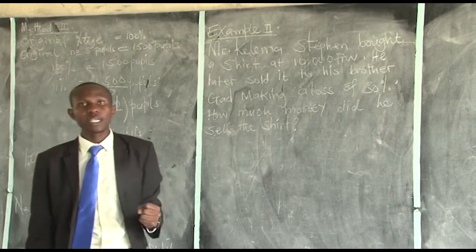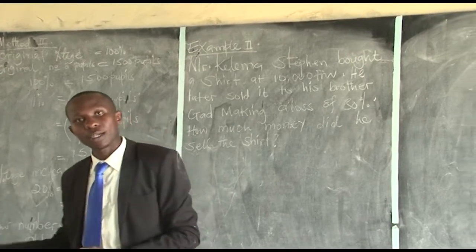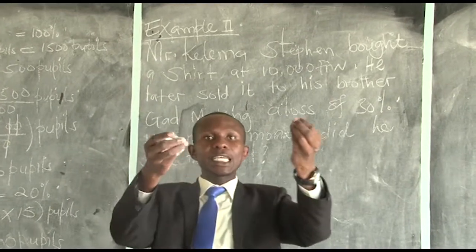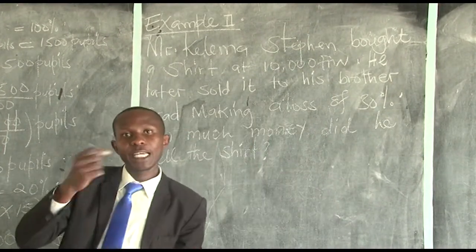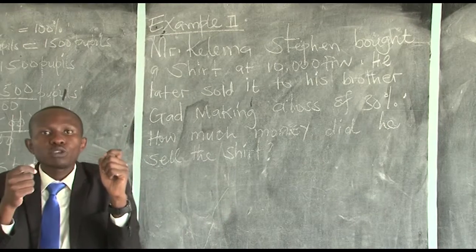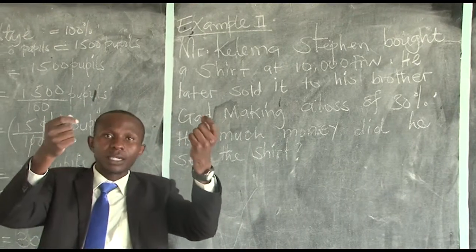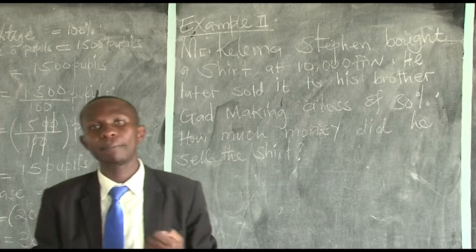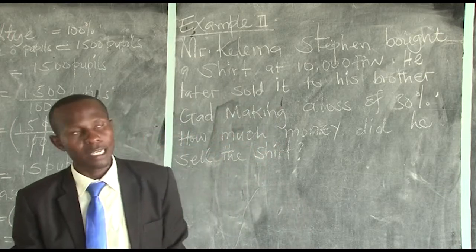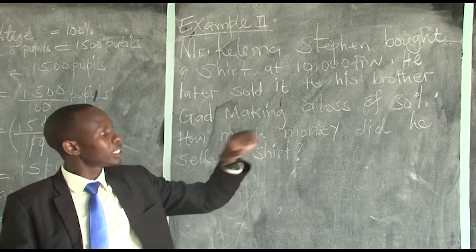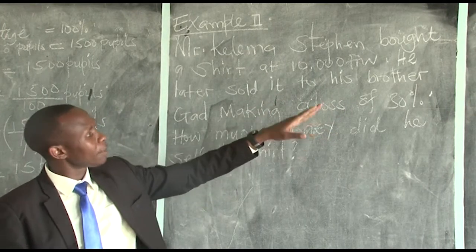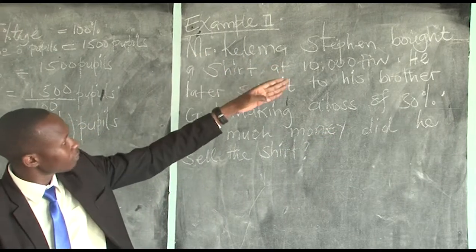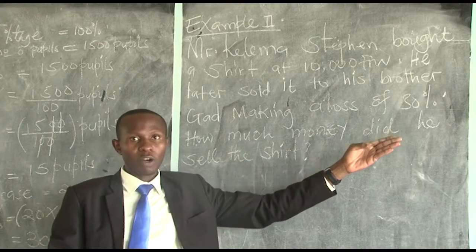So when you look at this question here, it is a little bit different from the first one. Making a loss of 30%. If you make a loss, it means what you invested comes down. If you put there 10,000, then you are not supposed to get 10,000 or more than 10,000. You are supposed to get less than 10,000. That is what we simply mean by the term loss. So since they have talked about a loss of 30%, we want to look at how we can find the percentage that Mr. Kelema Steven remained with, because he made a loss of 30%.